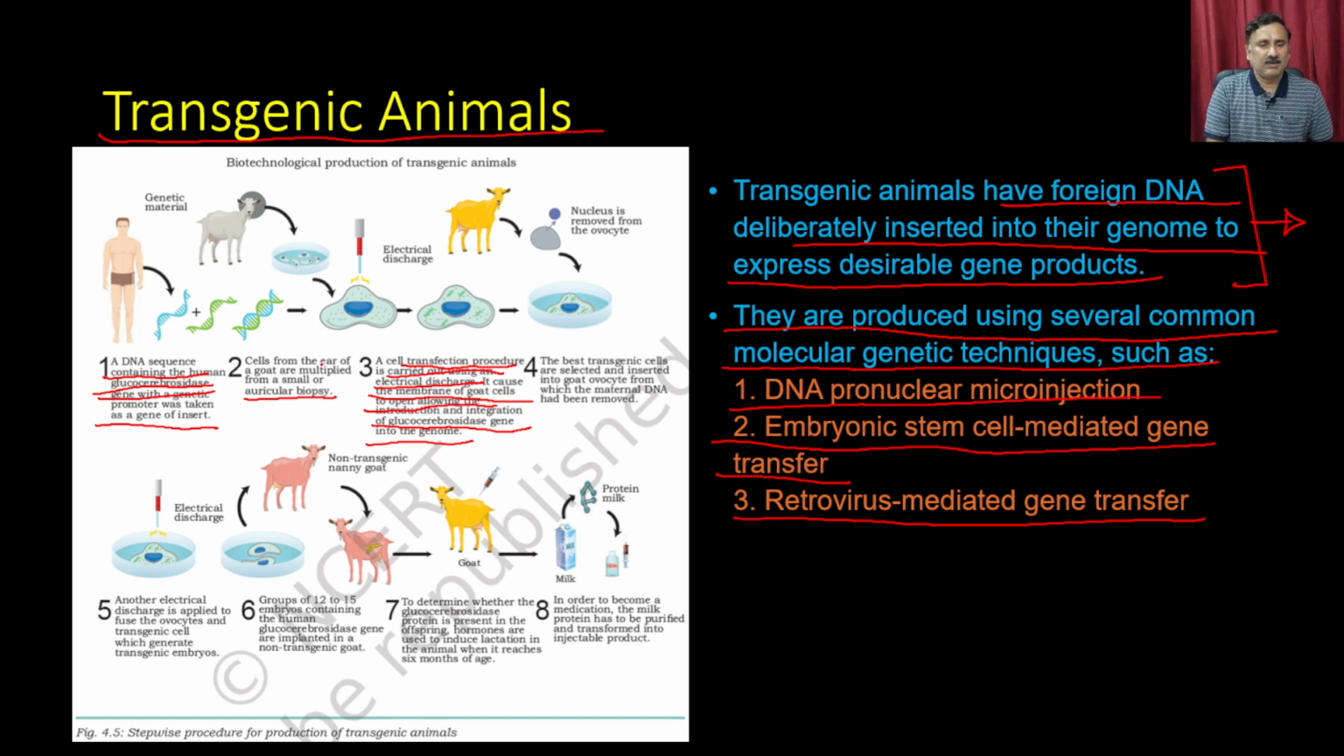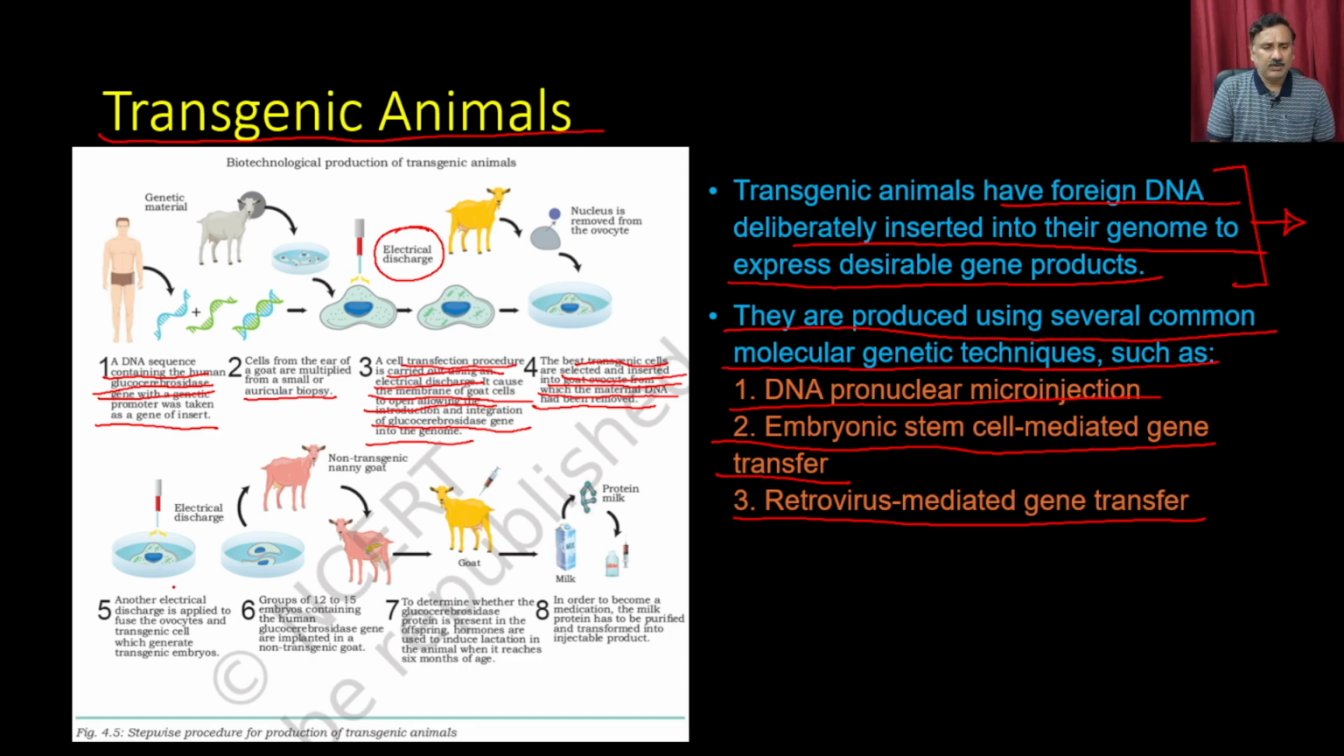You have isolated the cells from the goat. Then you did the gene delivery protocol: you did the electroporation, and that is how the gene is inserted into the cell, and then you screen the transgenic cells. The best transgenic cells are selected and inserted into the goat oocyte from which the maternal DNA had been removed. So, you take the oocyte from the goat, remove its original nucleus so that it does not express genes from the original nucleus, and then you insert this recombinant DNA.